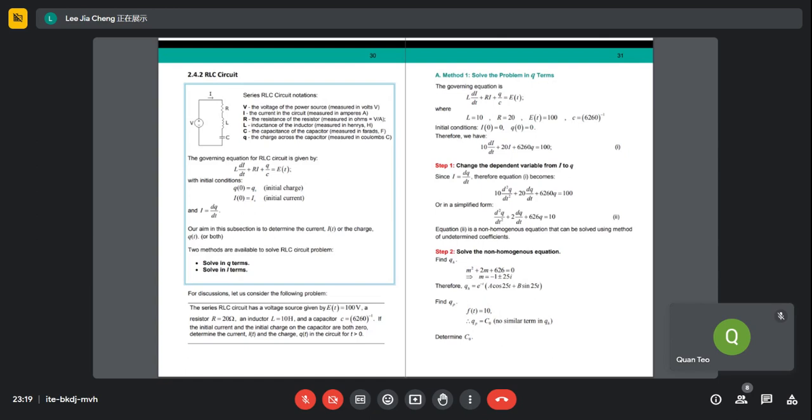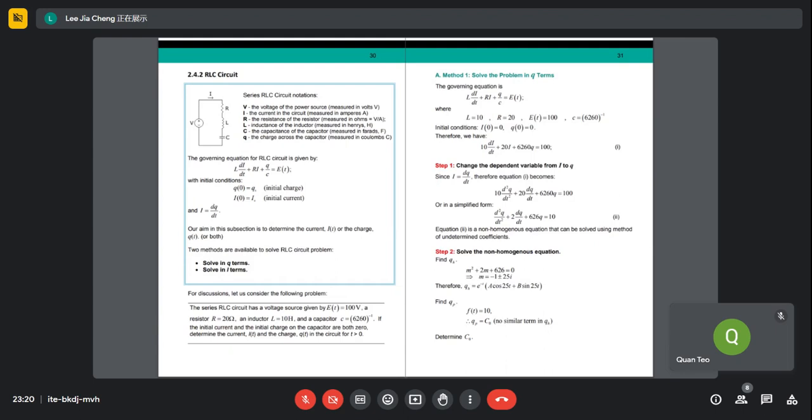So here are the initial conditions. There will be no current flow, and thus there will be no charge produced. And finally, I equals dq over dt, which means current equals the rate of change of charge. So our aim in this subsection is to determine the current I(t), the charge Q(t), or both. Then two methods are available for us to solve the RLC circuit problem. First, we will solve in Q terms, and second, we will solve in I terms.